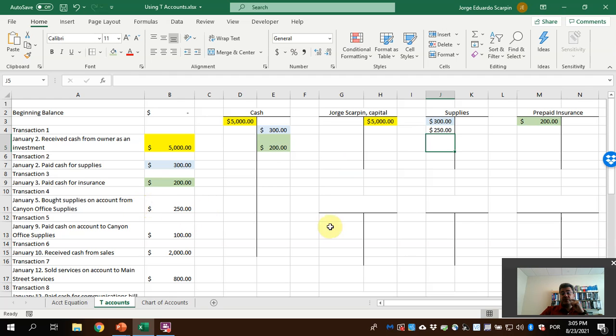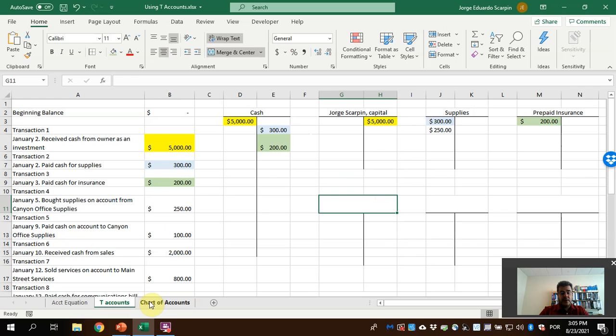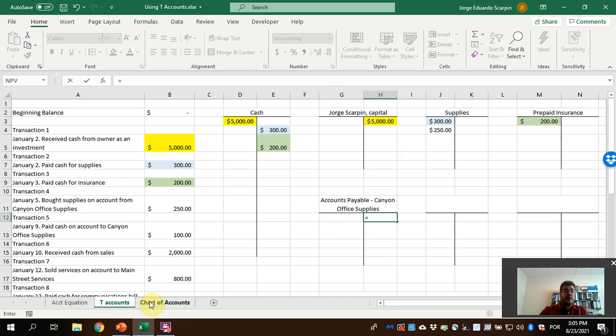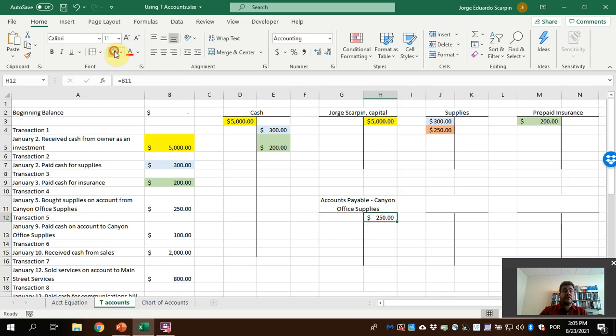Now on account, so it is a liability. Let's check one good liability. Accounts payable Canyon Office Supplies, equal 250. Let's find a color here. This one, I have no idea what color it is. Not good on colors. Here we have our transaction 4.